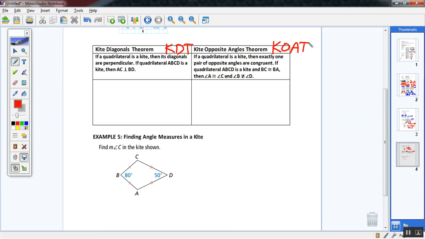All right, here we go. If a quadrilateral is a kite, then its diagonals are perpendicular. So if quadrilateral ABCD is a kite, it says that AC is perpendicular to what? Okay, let me try and draw this as best I can. I'll do my best.